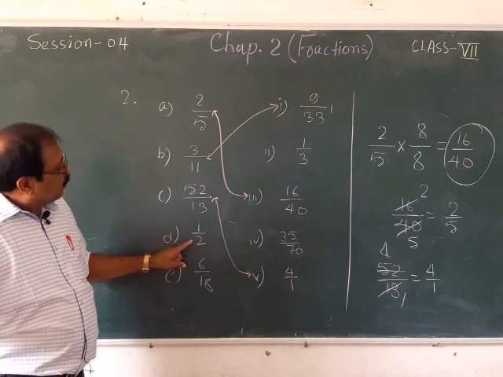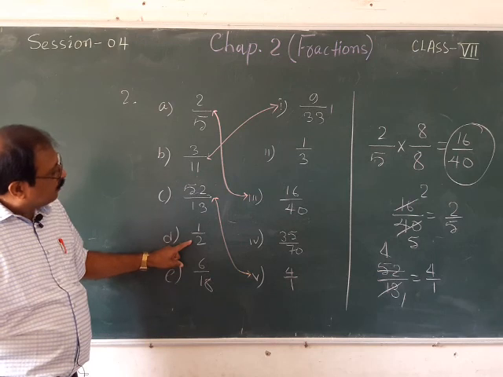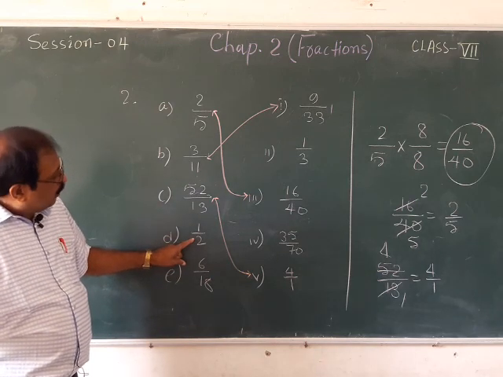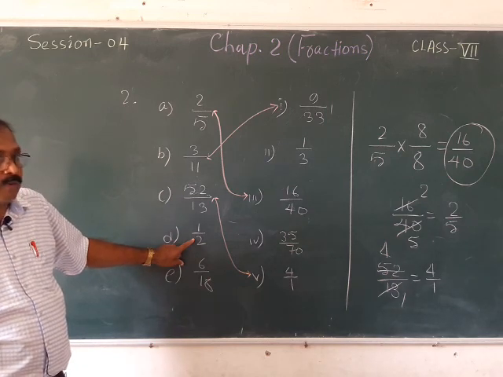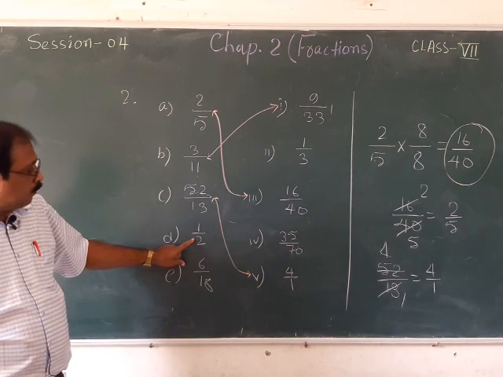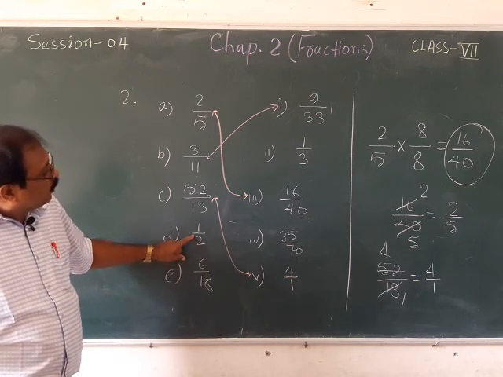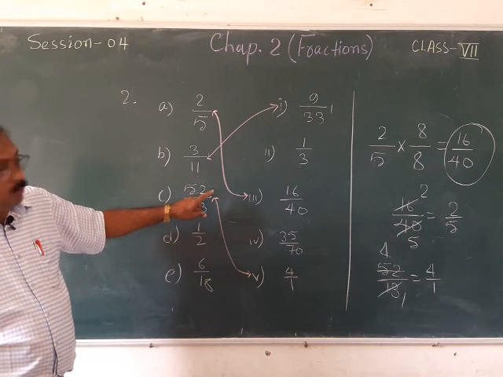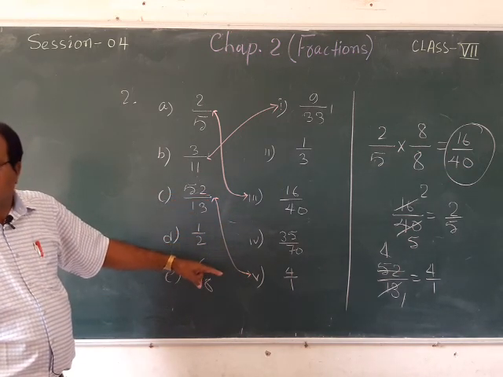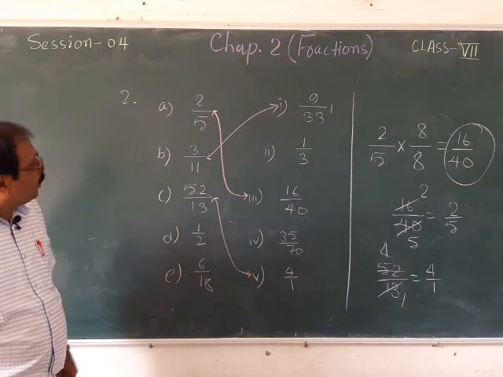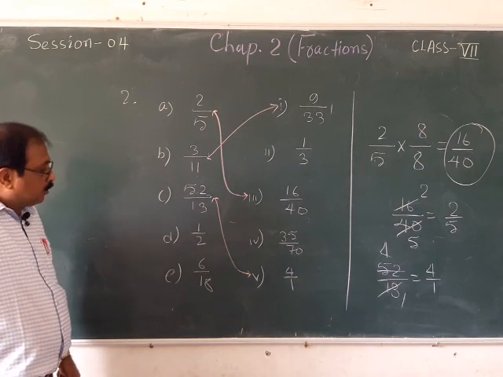And here again 1 by 2 is there. Now you think, 1 by 2 is matched with which number? You can see the options: 1 upon 3, 16 upon 40, then 35 upon 70, then your 4 upon 1. So this 1 by 2 can be matched with which number? Can you guess? Just I am giving you time to guess.